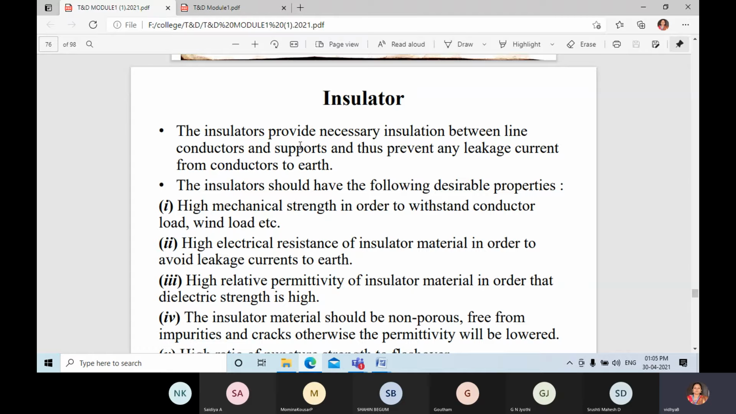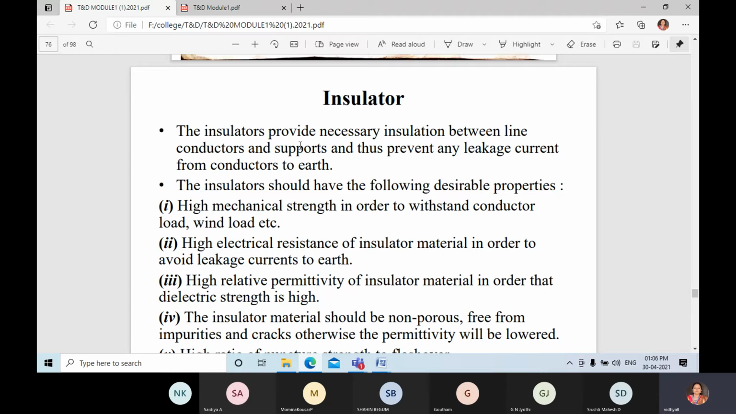Next, high electrical resistance of the insulator material in order to avoid leakage currents to earth. Whatever the leakage current in the conductor, it should not go directly to the earth. The insulator should avoid that. It should have a high electrical resistance so that it will avoid leakage currents.